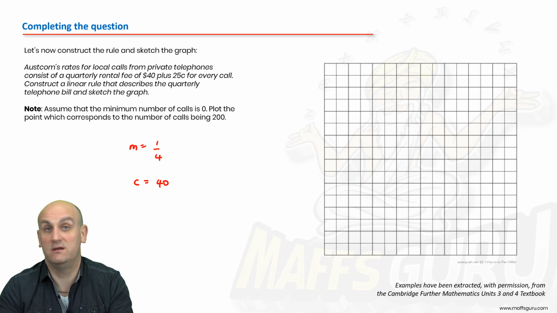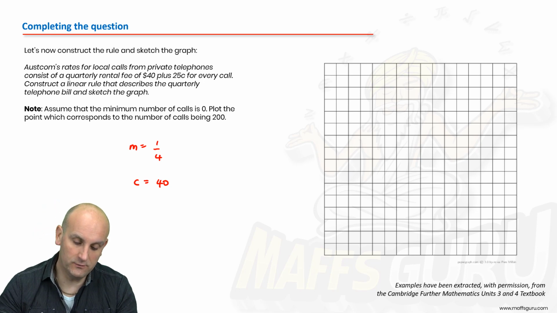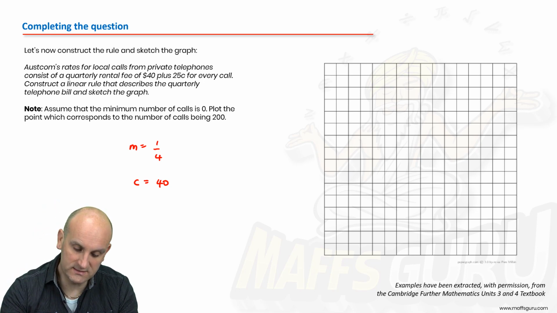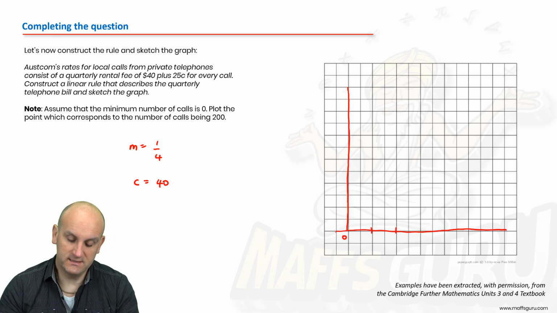Now, I've added that in there because they didn't give you any more information. It makes life a lot easier if I do. So, first things first, I'm going to draw myself a set of axes. Here is 0 calls. Let's do 50, 100, 150, and 200 calls.